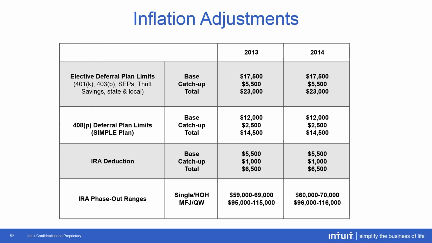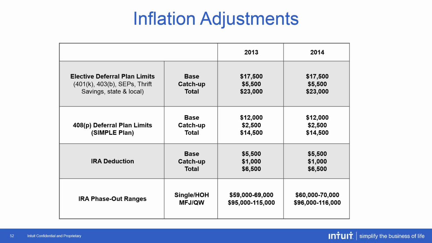Some non-inflation adjustments here. A lot of these numbers stayed the same. So for 401k or elective deferrals, no change: $17,500 for a base, $5,500 for catch-up for those over 50, and $23,000 total. Simple plans, no change, $12,000 base, $2,500 catch-up, $14,500 total. IRA deduction, no change, $5,500 base, $1,000 for catch-up, $6,500 total.